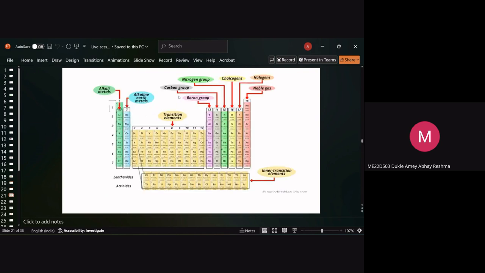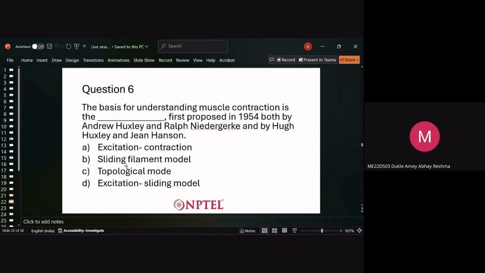So the answer is 90 to 103. You can see here in the periodic table, the actinides. Actinides are basically from 90 to 103.